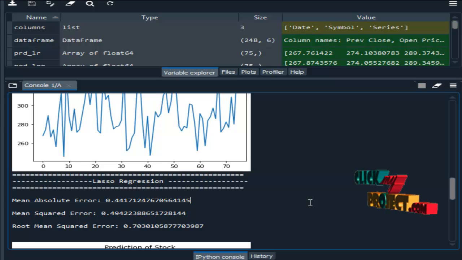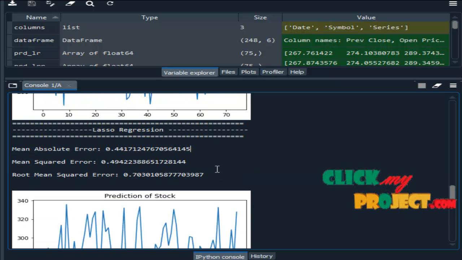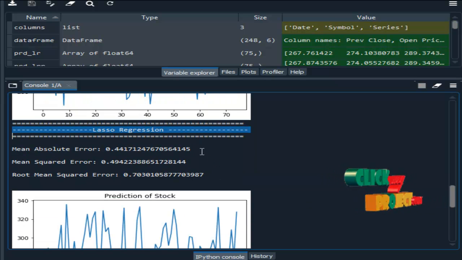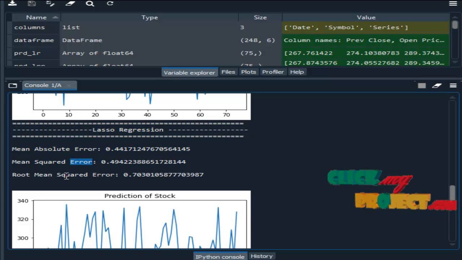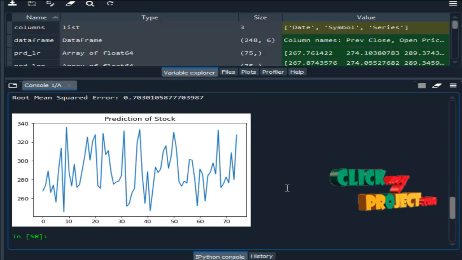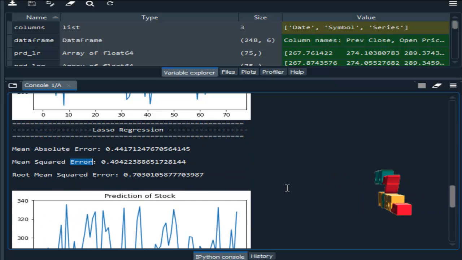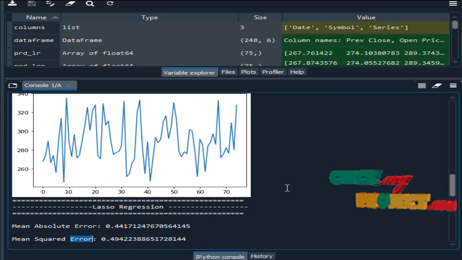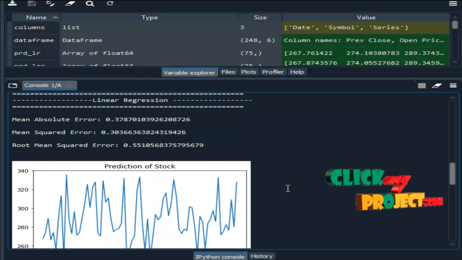Similarly, we implemented another algorithm, lasso regression. Under this algorithm, we also estimated the same performance metrics we discussed before: mean absolute error, mean square error and root mean square error. So this is the prediction graph for lasso regression. So this is the output for stock price prediction using machine learning. Thank you.